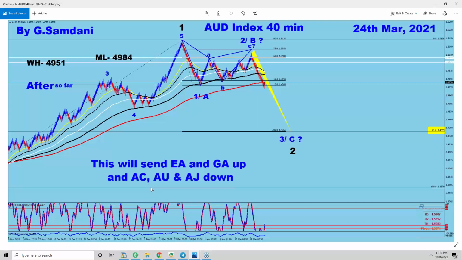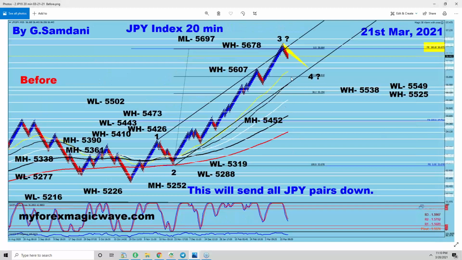And then GJ and EJ, right? Your pound yen and euro yen went down because of this chart. Let me show you. Here, see that? So the yen index is just the opposite. Yen index, when it's dropping, this yen is getting strong. And yen is always on the right hand side. So when yen is getting strong, all pairs will go down, right? So I said this will send all yen pairs down, and that's why I had those trades.